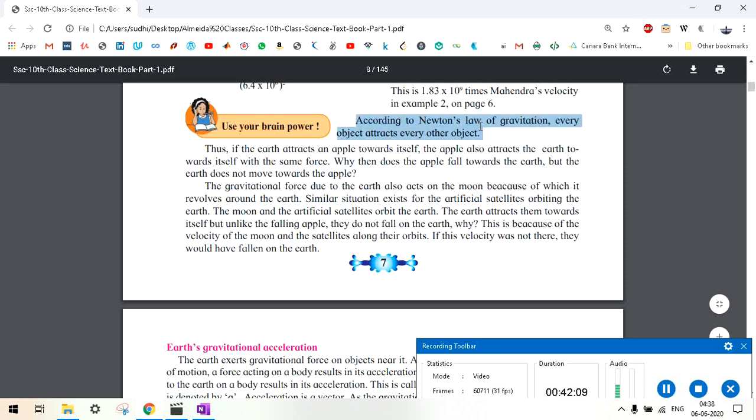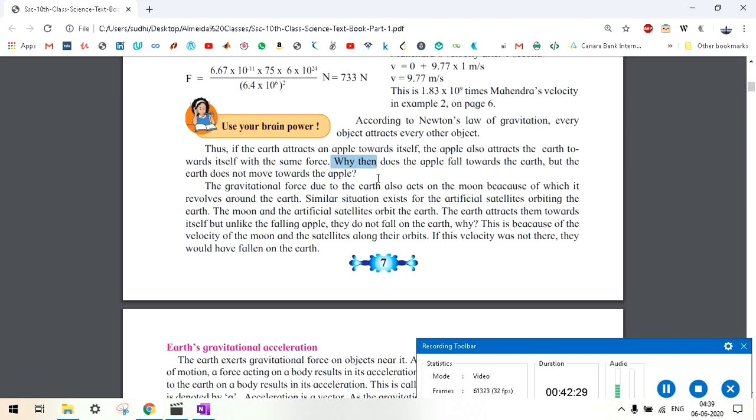According to Newton's law of gravitation, every object attracts every other object. Thus, if the Earth attracts an apple towards itself, the apple also attracts the Earth towards itself with the same force. This is correct. Then why does the apple fall towards the Earth, but the Earth does not move towards the apple? Now, I will explain this logic.